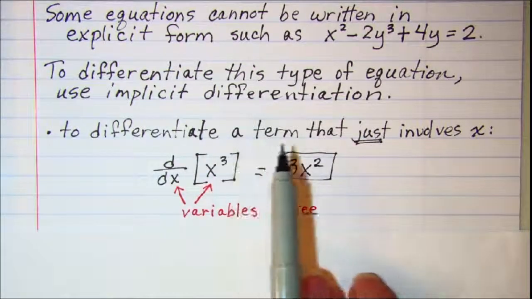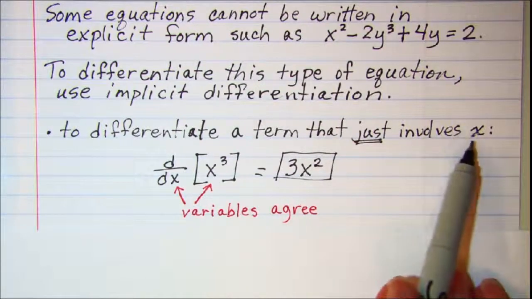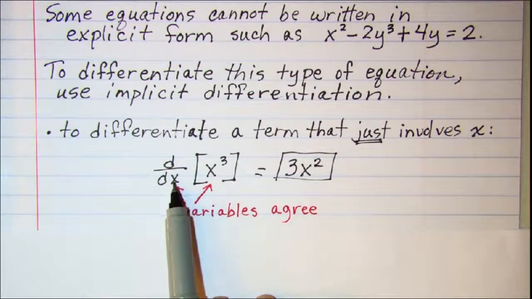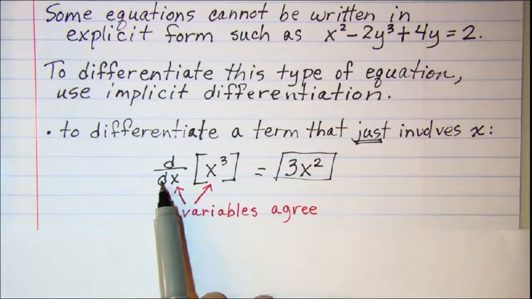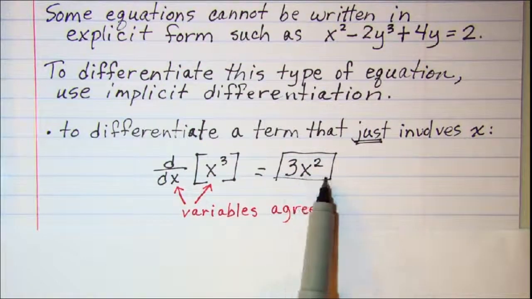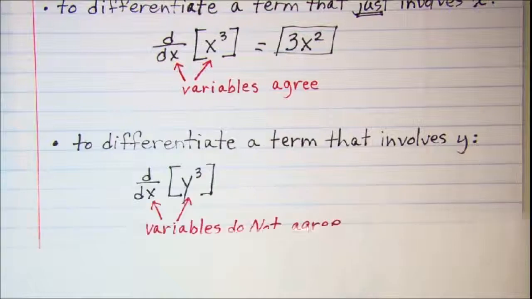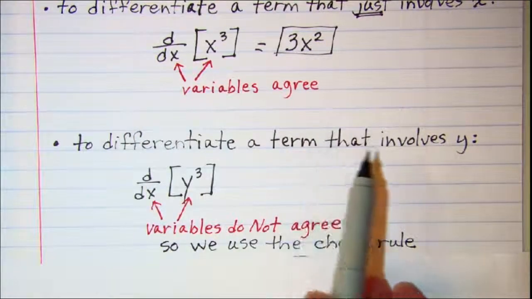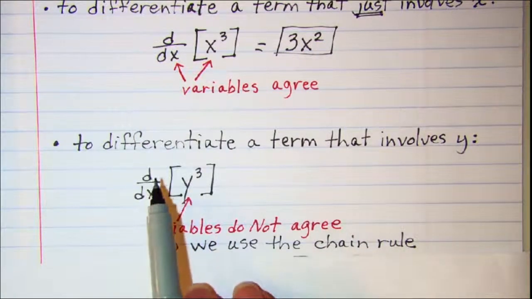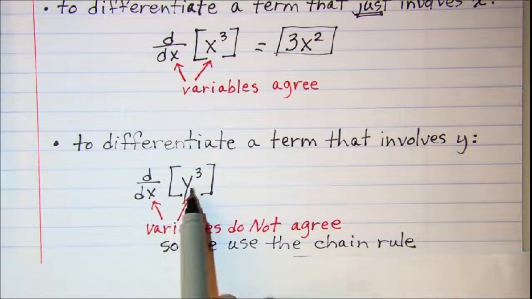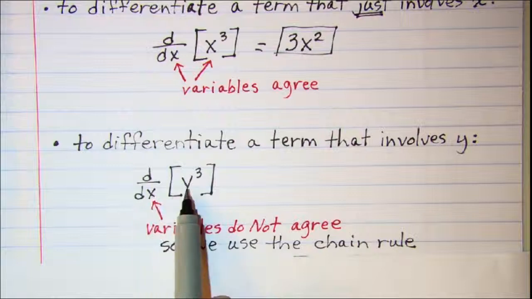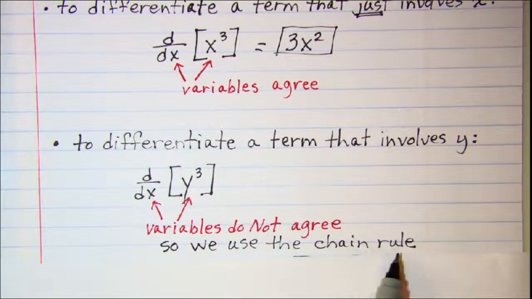To differentiate a term that just involves x, the derivative with respect to x, notice these variables agree. So the derivative of x cubed with respect to x is 3x squared. To differentiate a term that involves y, if you're differentiating with respect to x, these variables do not agree. So we have to use the chain rule.